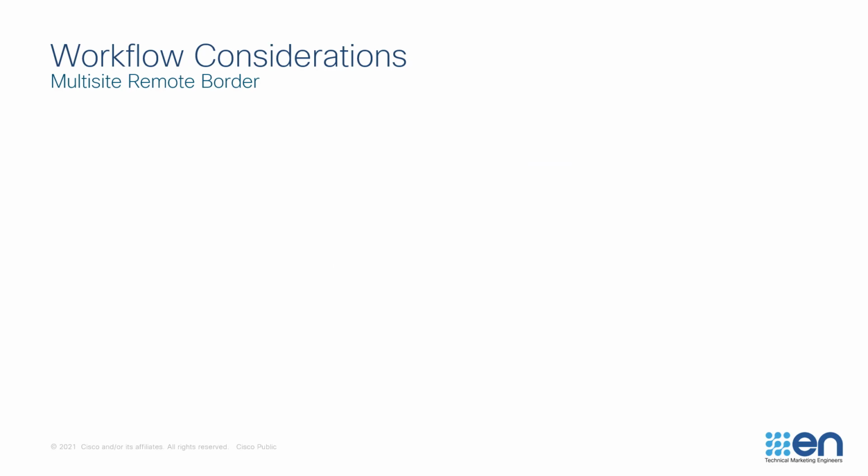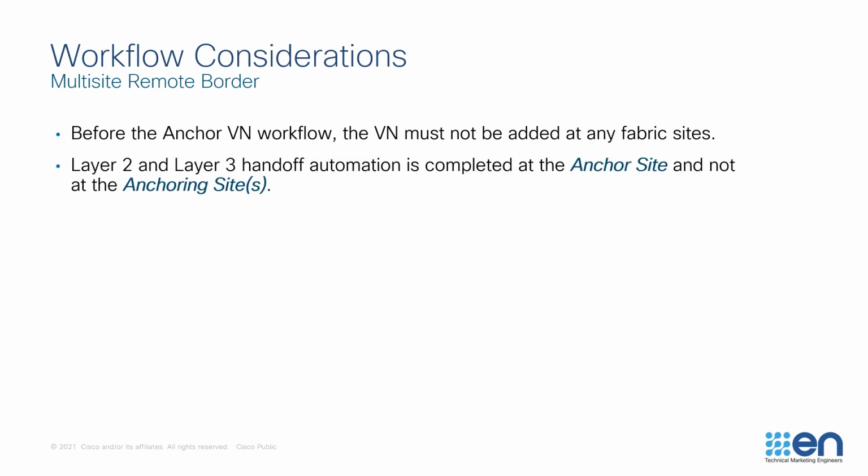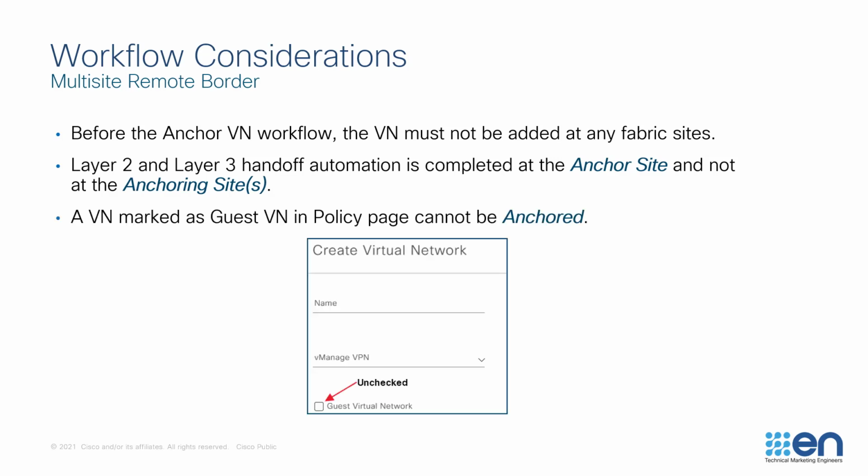As this video comes to a close, here are some workflow considerations that I'll remind you of during the live demonstration. The anchor VN cannot be added to any fabric site until you begin the workflow. This will make more sense when you see it live. If the VN is already added in another fabric site, you're going to get an error message. If you're doing the layer 2 or the layer 3 handoff automation, this is the automation to connect the border nodes to various networks outside of the fabric site. These are performed at the anchor site, not the anchoring sites.